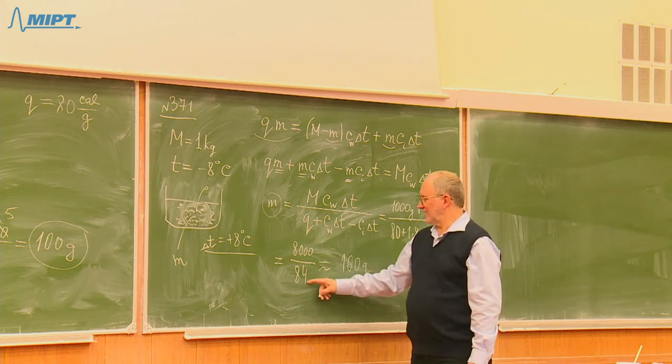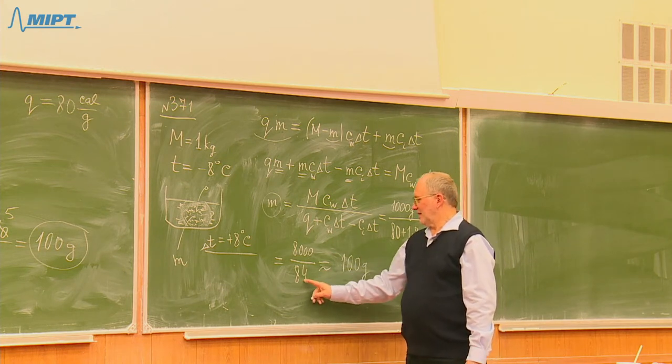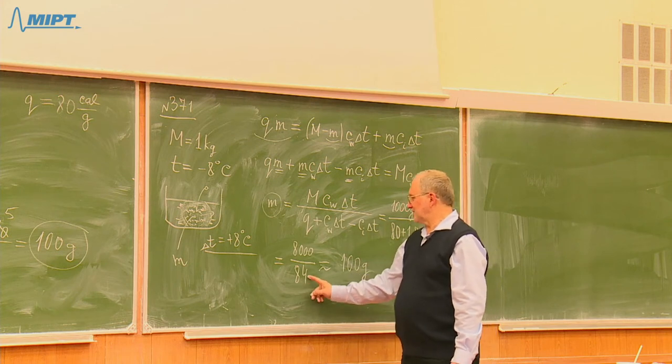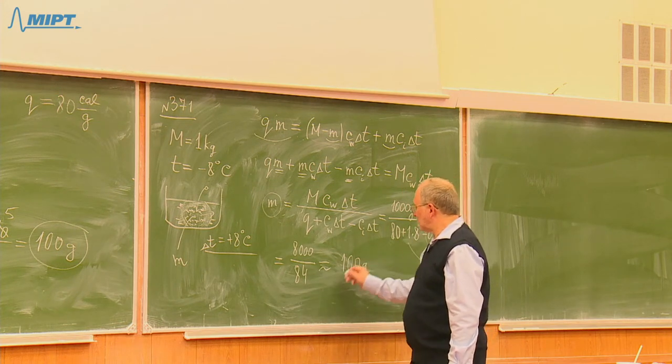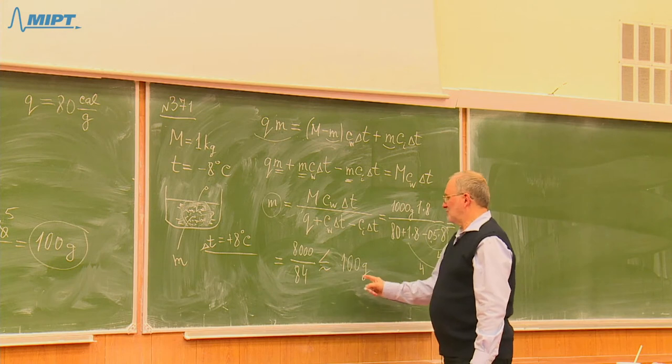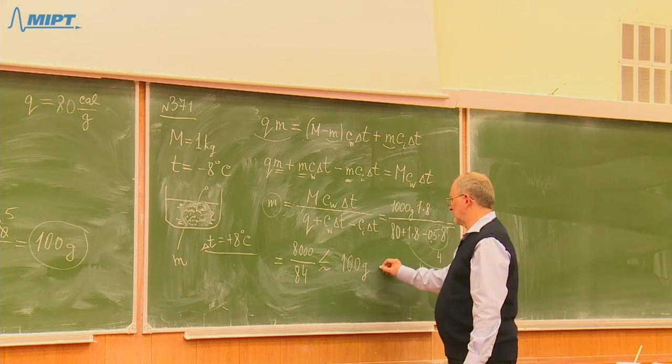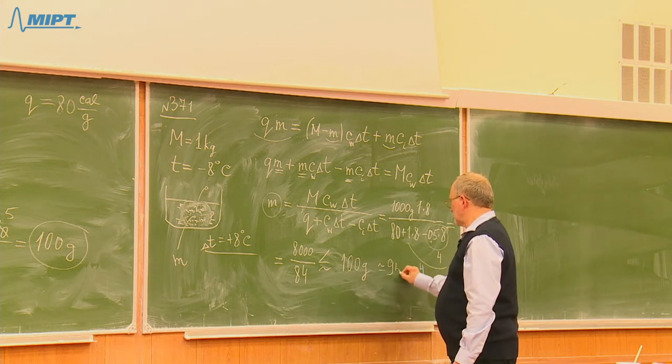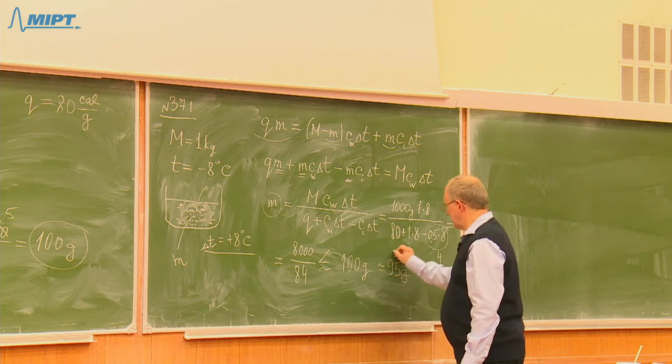But actually, we divide not by 80, but by a number slightly larger than 80. So the amount will be slightly smaller than 100 grams. I believe it will be something like, well, probably 95 grams, approximately.